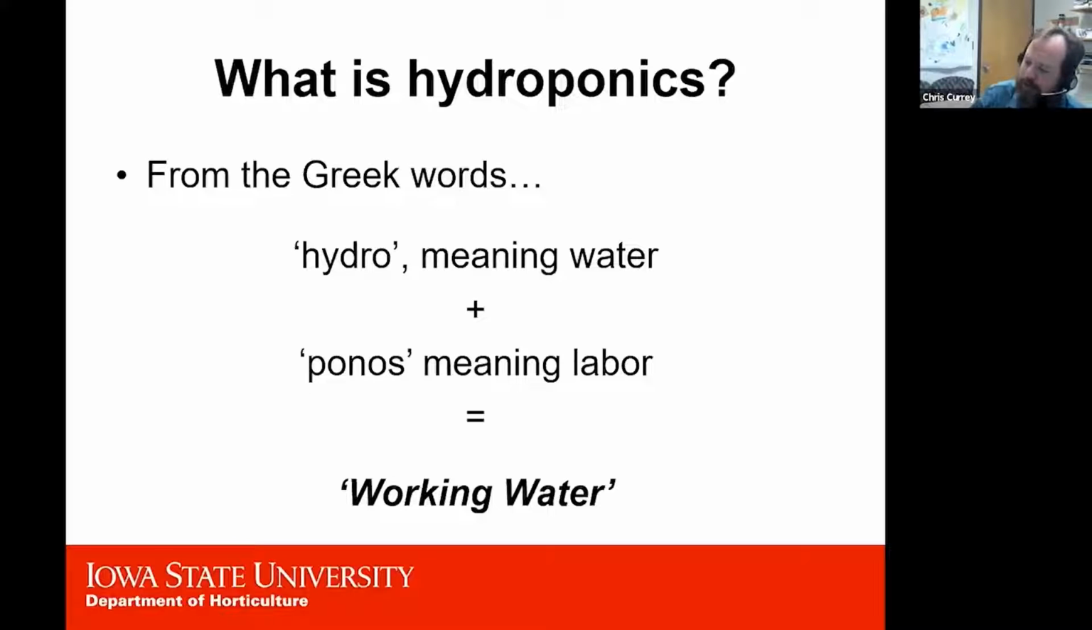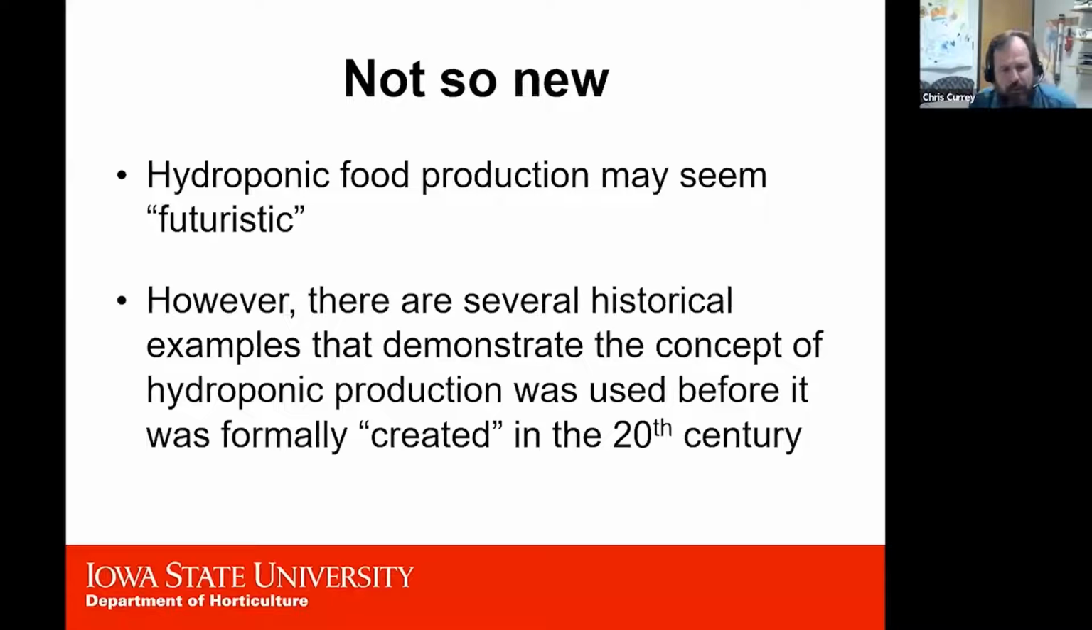So what is hydroponics? Well, let's look a little bit at the etymology of the word. First, hydro is, as you might think, water. And ponos means labor. So when we put them together, hydroponics literally translates to working water. When we often think about hydroponics, we think of this as a very futuristic sort of system. However, there are examples that this idea is much older than the 20th century when it was more formally created.